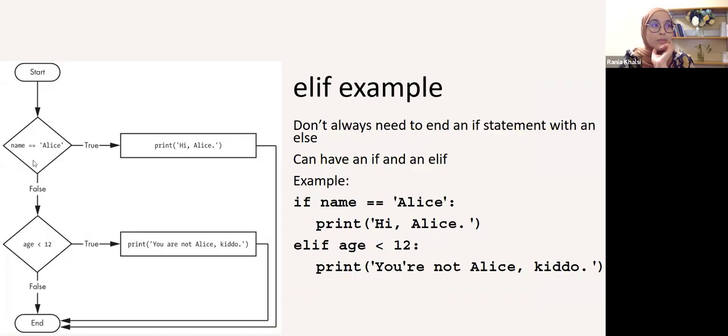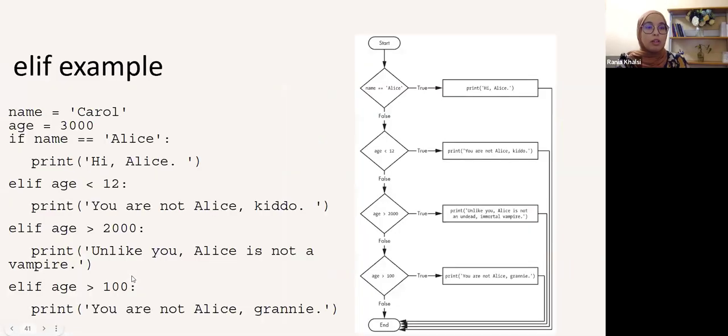So we have the name is Alice, then okay, printing hi Alice. In case it's false, we're not going to jump to the end, there are still other cases that we need to consider. Okay, so here it's elif, and we have another question: is the age less than 12? Here also, it will go within a different block or branch, to mention, for example, kiddo. And in both cases, for sure, there is an end. So this is another example.